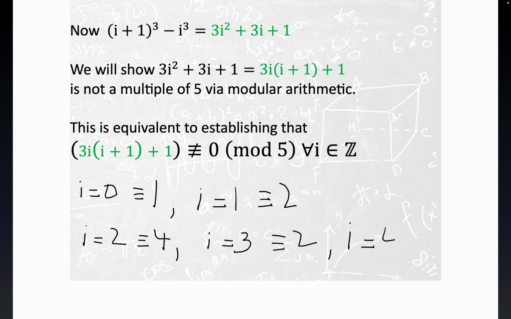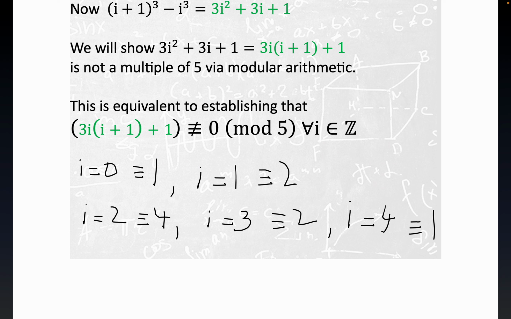Notice we just did all the possible remainders: i equals 0, 1, 2, 3, and 4. If you put i equals 4 into this expression, you get 12 times 5, which is 60, plus 1, and again you get congruent to 1. 61 is congruent to 1 mod 5 because 5 times 12 plus 1 is 61. The key aspect of all of this is that we never got 0. None of these were ever congruent to 0 mod 5. So we finished our proof.